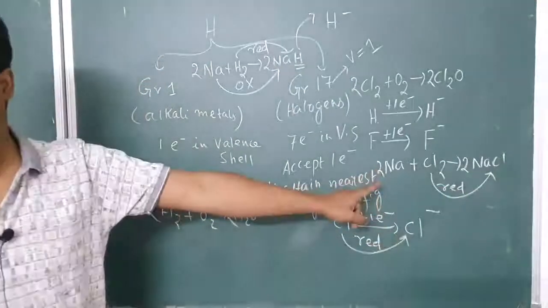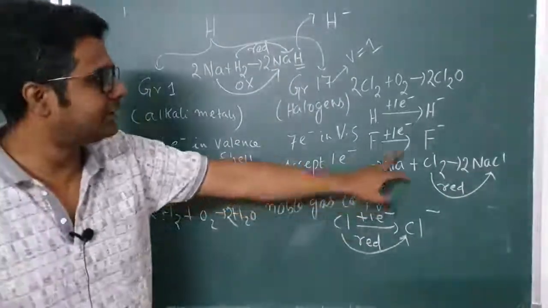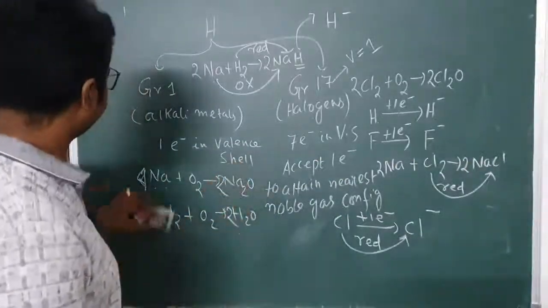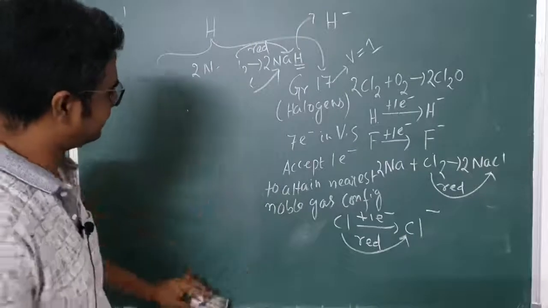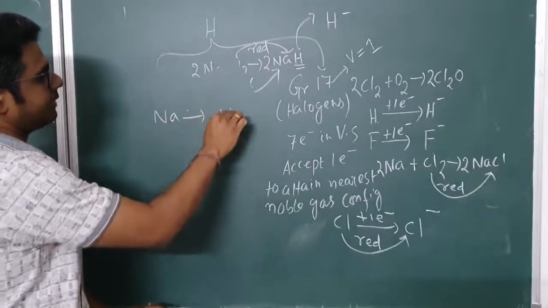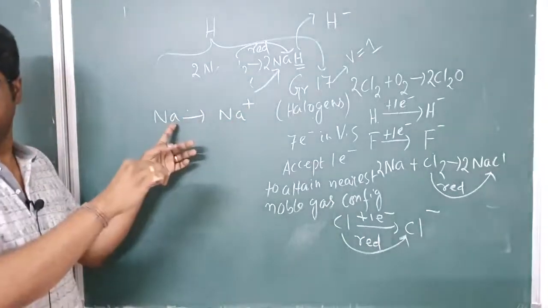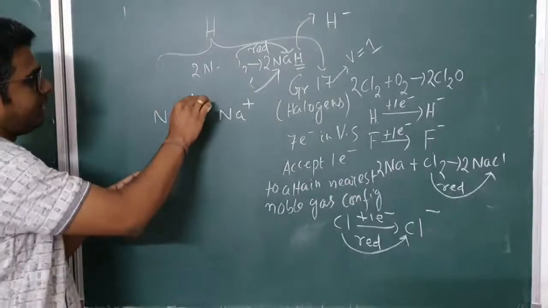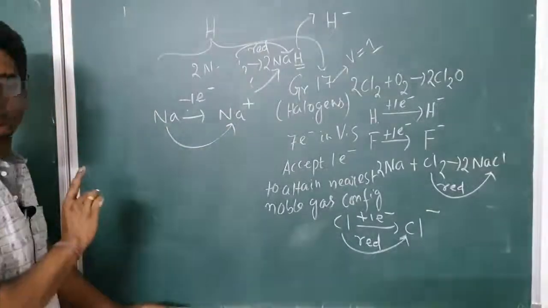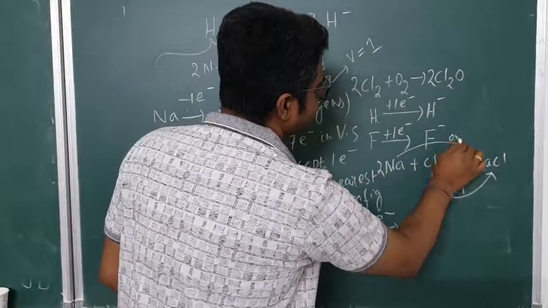Sodium. Sodium has changed to what? Sodium has changed to Na plus. So this is loss of electrons, right? Losing of electrons, so minus 1 electron. So what happened to sodium then? Now it is oxidation. So it has got oxidized.